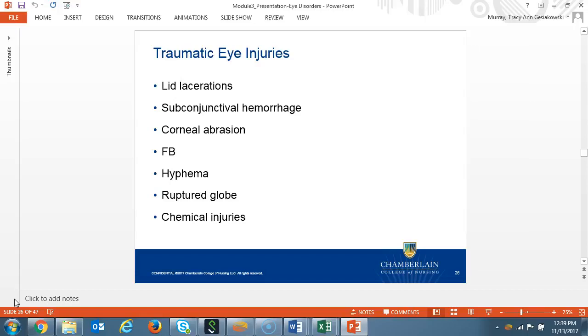Now let's move on to traumatic injuries of the eye that you may encounter in the office. Traumatic injuries that are commonly seen in primary care include lid laceration, subconjunctival hemorrhage, corneal abrasions, foreign bodies, hyphema, ruptured globes, and chemical injuries.